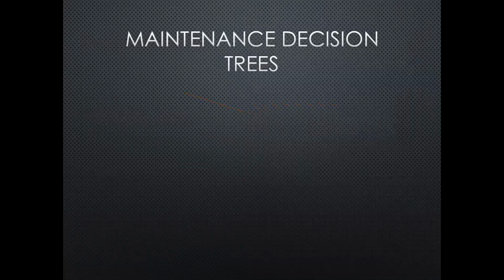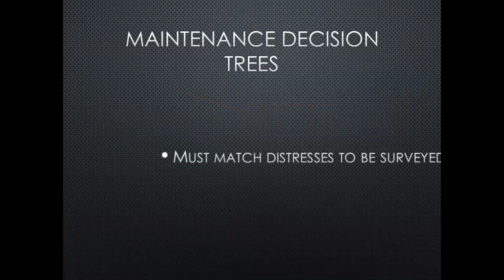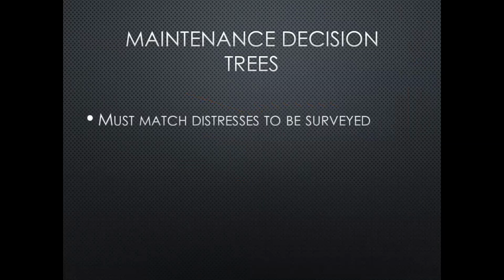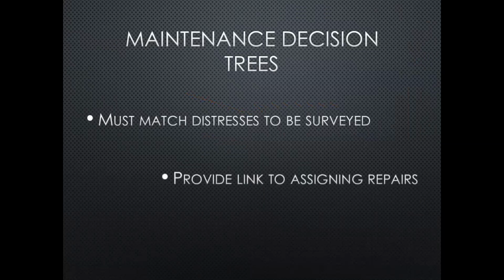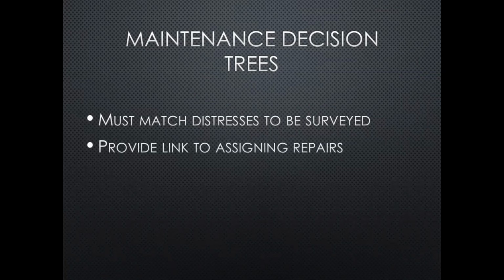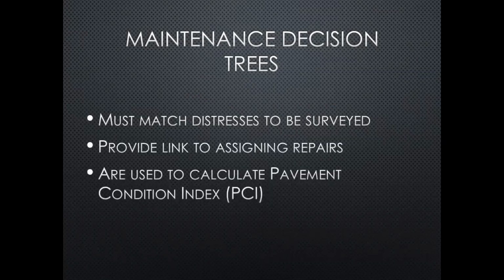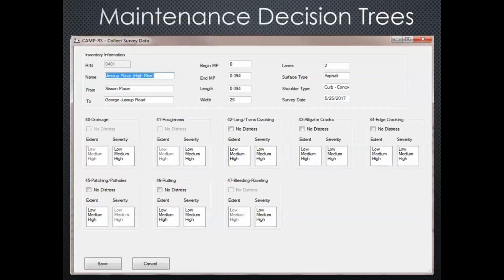And then behind each distress that we're going to evaluate, there's a decision tree. There's got to be a decision tree for each distress that's surveyed. This maintenance tree provides a link to assigning repairs, and that kind of brings it all together. What it does, through a deduction system, is calculate a pavement condition index. Now, this isn't a pavement condition index you'll see used in the federal highway system. This is just a deductive value that we generate within the software itself. And this is basically when you're assessing your distresses.